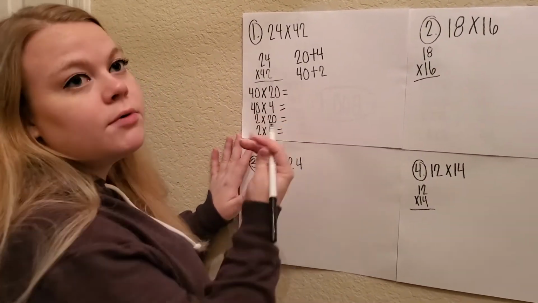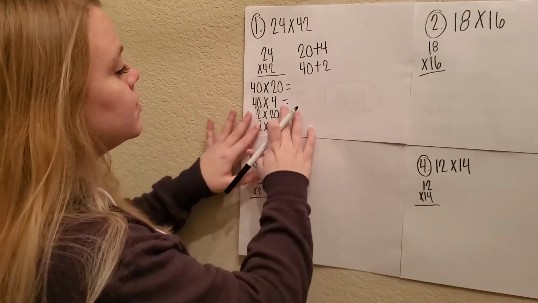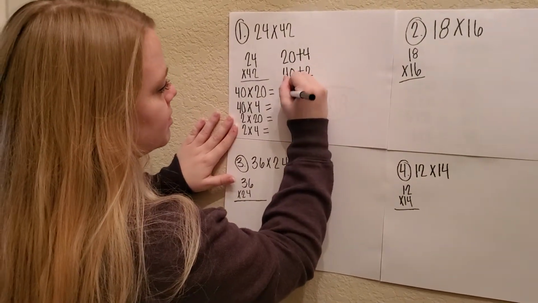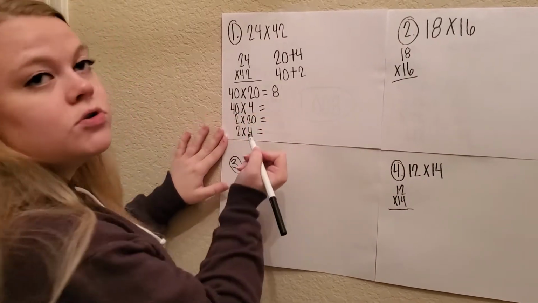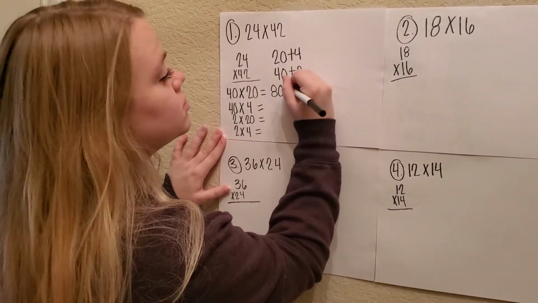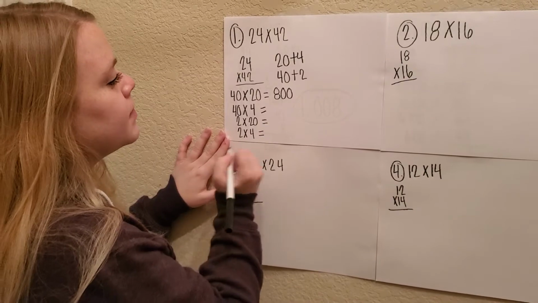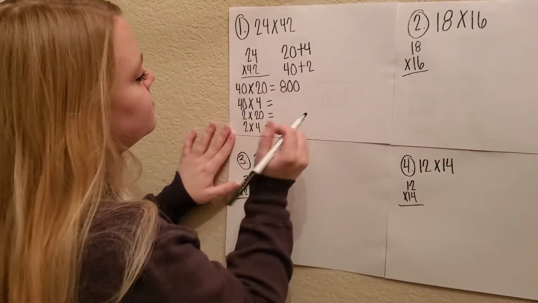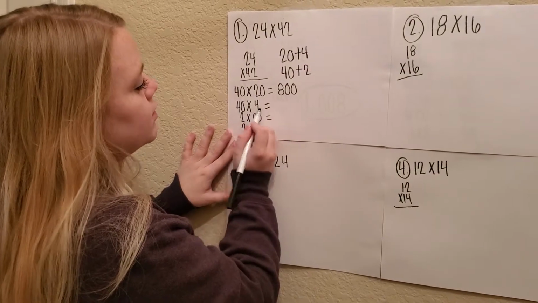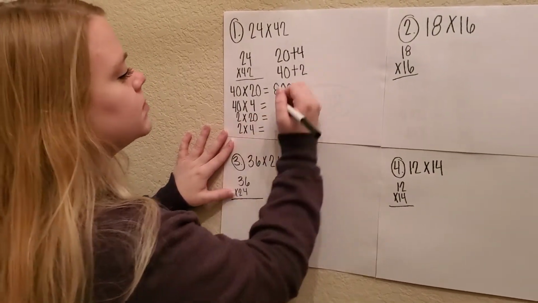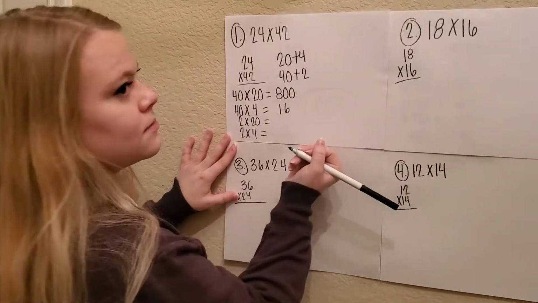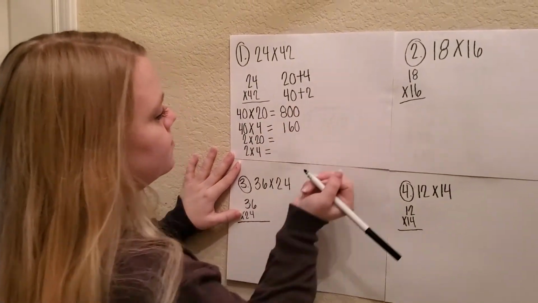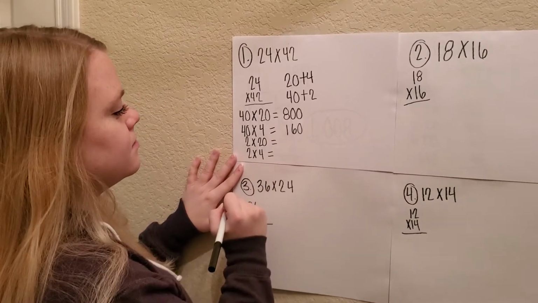So if you don't know what 40 times 20 is, you can easily take 2 times 4, which is 8. And since there's 2 zeros, we just add the zeros to it, and that gives us 800. So 40 times 20 equals 800. Now we're going to do 40 times 4. So we know 4 times 4 is 16. And then we just add the 0, which gives us 160.